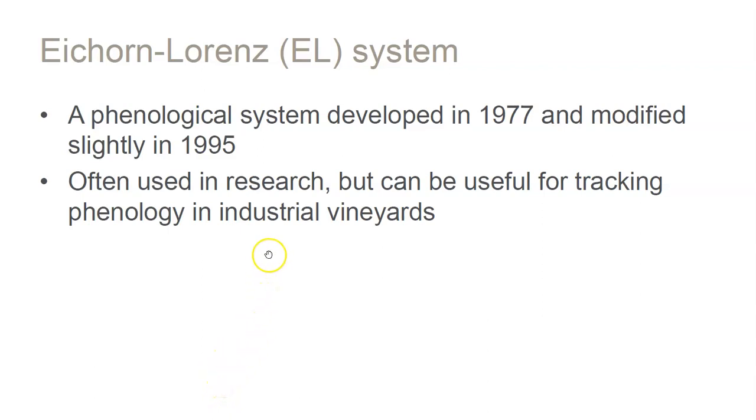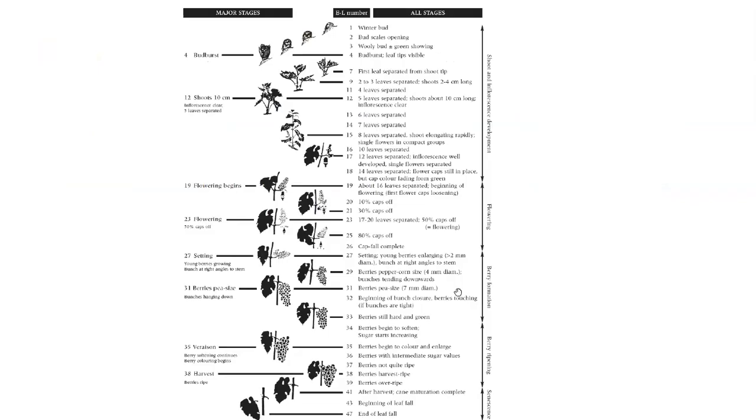Okay. We can use a thing called the Eichhorn-Lorenz system. We use now what's called a modified system. It was modified slightly in 95. There's a couple other phenology systems out there. This is typically what's used in the English-speaking world. They're just really more for research. I like to use it in the vineyard when I'm doing some scouting because it helps me focus in on things, but it helps you look at the growth cycle in finer detail.